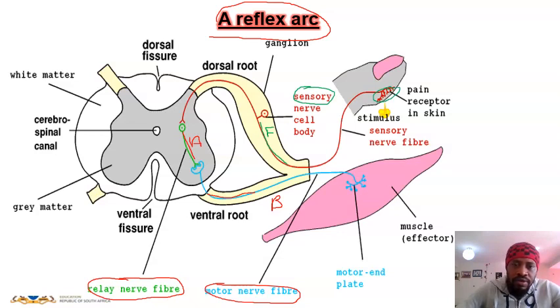The receptor is involved in picking up changes in the environment. And these changes, since they bring about a response, are referred to as stimuli. In this case, it is a pain stimulus because the finger is resting upon a small pin sharp enough to cause pain. So the way the reflex arc operates, let's look at it.